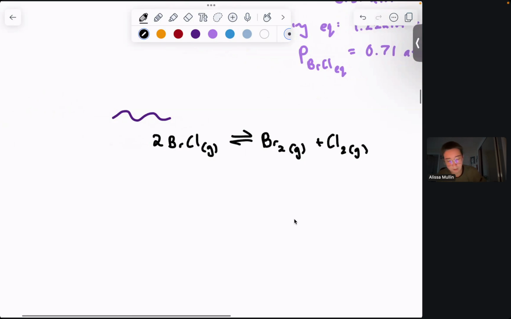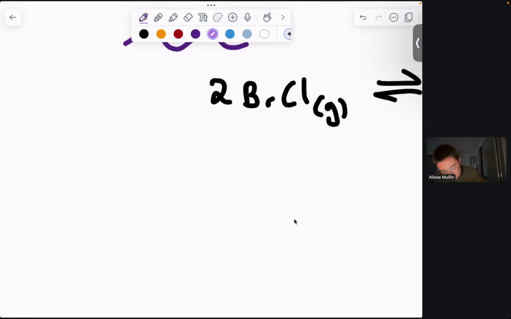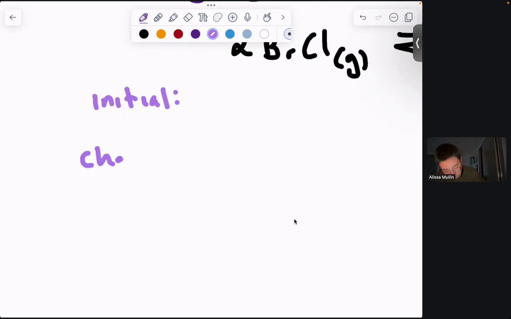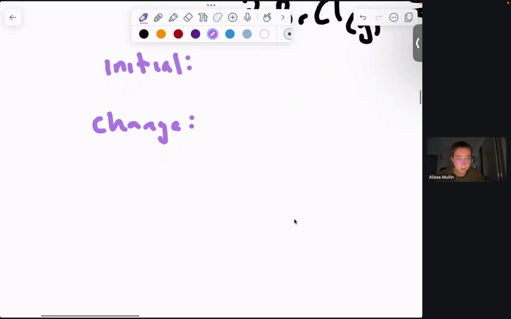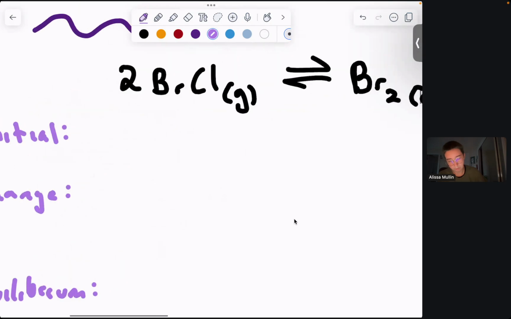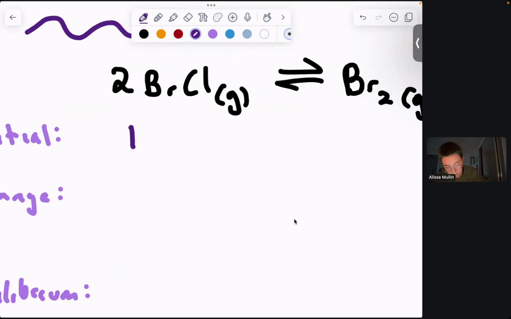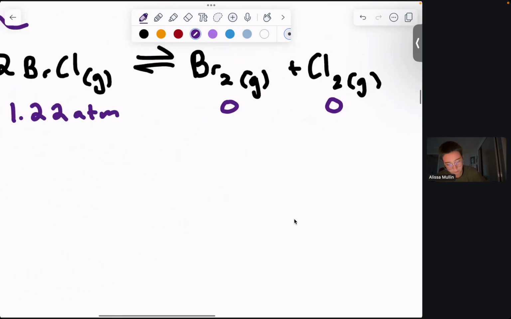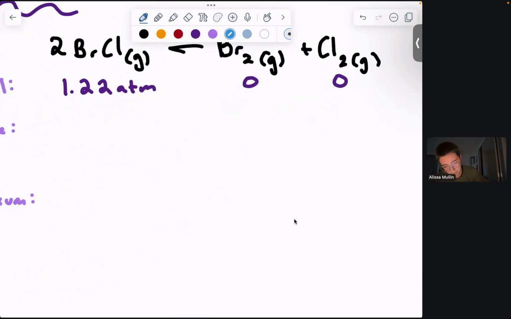So let's organize the information we know, right? At the beginning there was some stuff, and then some change happened. Some stuff got used up, some stuff got produced, and then I reach an equilibrium at some point. So let's organize what we know here. I know I started with that and no products. And I know that I ended with this much of that. I want to figure out these ones. I'll just leave them blank for now.